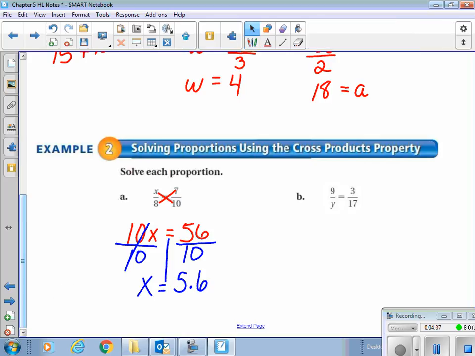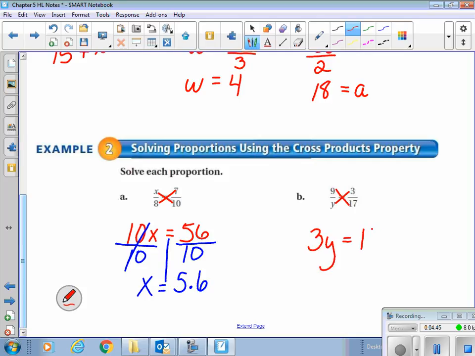In part B, cross products again, starting with my variable, I've got 3y. And 9 times 17 would give me 153. 3y equals 153. To get y alone, I would have to divide both sides by 3. That leaves me with y. And 153 divided by 3 leaves me with 51. All right, so using your cross products, just another way of solving those proportions.